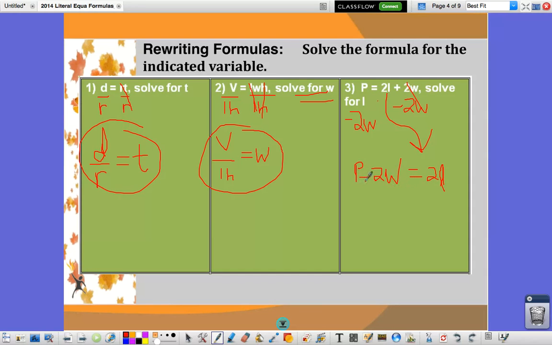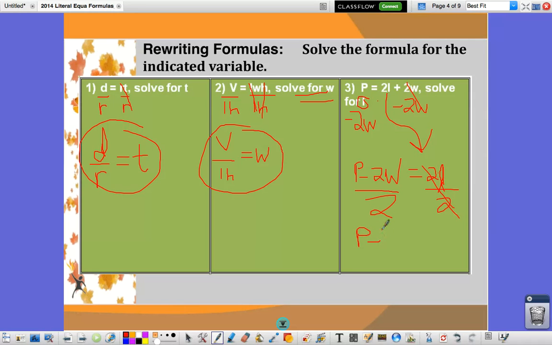All right, so we have P minus 2W equals 2L. We need to get rid of the 2 because we want to get L by itself. So we have to divide by the thing that's not L. We divide because it's 2 times L. The opposite of times is divide. So we divide by 2, and do the whole thing. Don't do any crazy stuff. The next step is very simple, and you guys are going to mess it up, so don't.